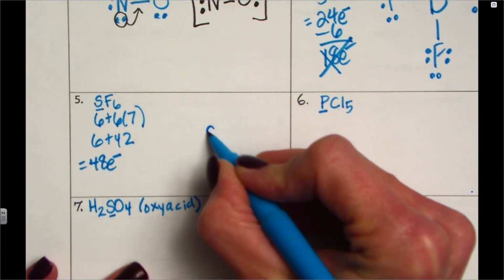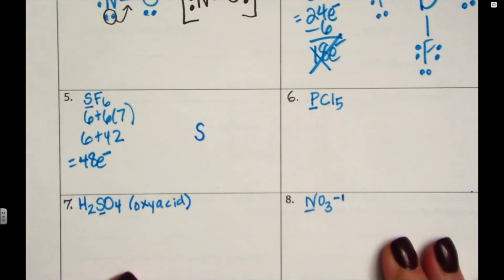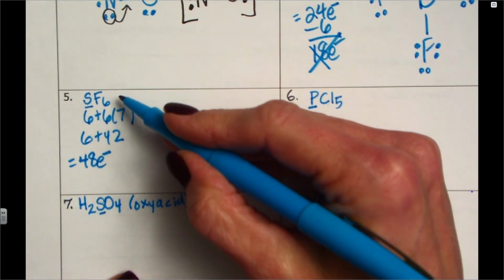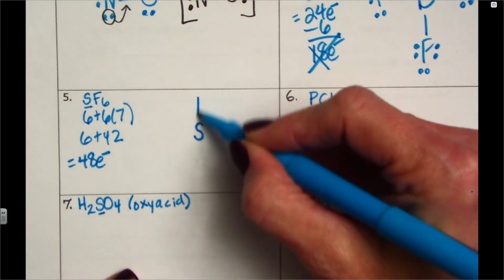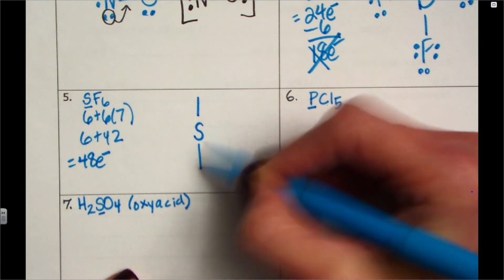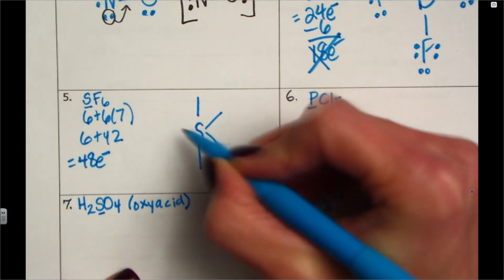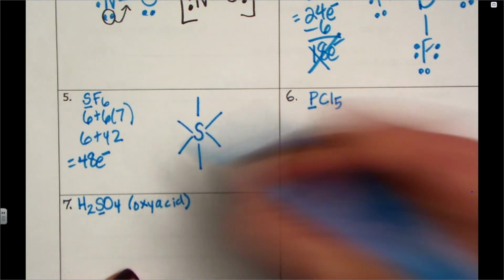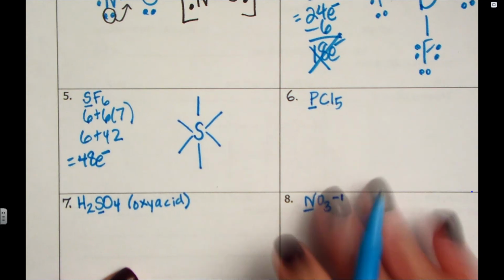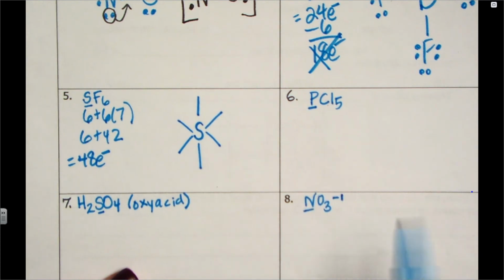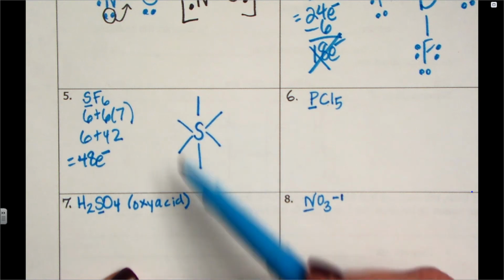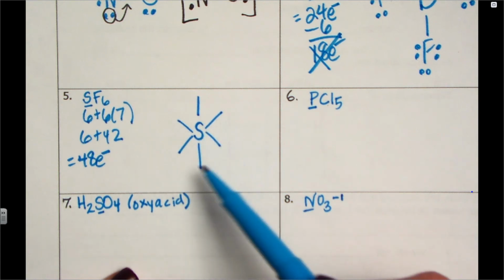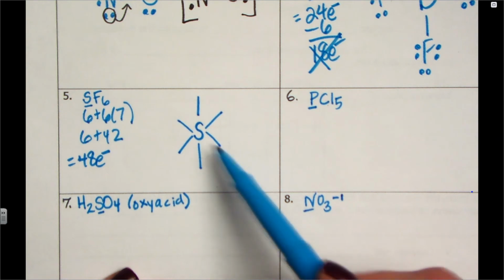So let's draw the structure. We have 6 fluorine. So this is going to be an expanded octet. You got to put every element on the central atom. So we're going to put 1, 2, 3, 4, 5, 6. Now we're going to talk about on another day, actually next week, we're going to talk about well, actually it'll be this week that we're talking about it. What this would look like.